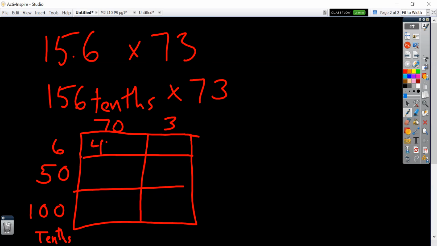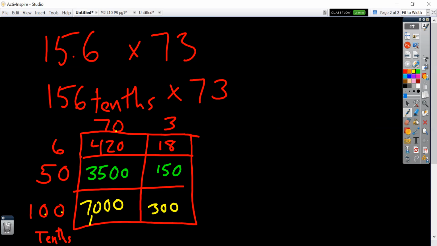Well, 6 times 70, 420. 6 times 3, 18. This is why it's so important to know your math facts. Look at the more that you know those very quickly, the simpler the math becomes. You just have to follow your steps. So 5 times 7 is 35 with 2 zeros, 3,500. 5 times 3 is 15, with that 0 would make it 150. 100 times 70, well, 1 times 7 is 7, and then we got 3 zeros, so we have 7,000. And then we have 100 times 3, which is 300.